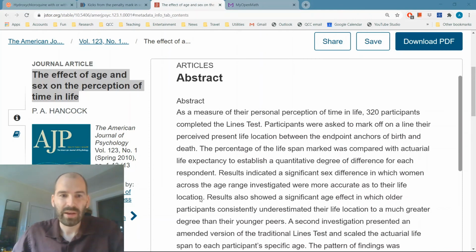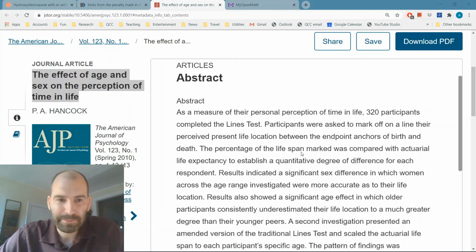And by the way, well, let me finish talking about this. So what kind of study is this? Is this an experiment or an observational study? So pause, think about it. Okay, the answer here is this is observational.